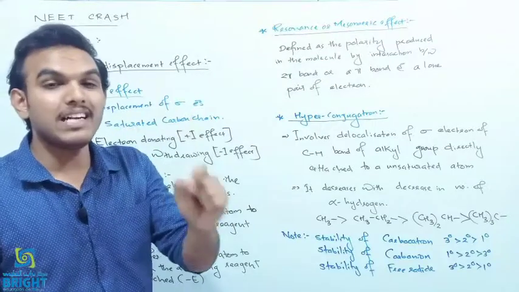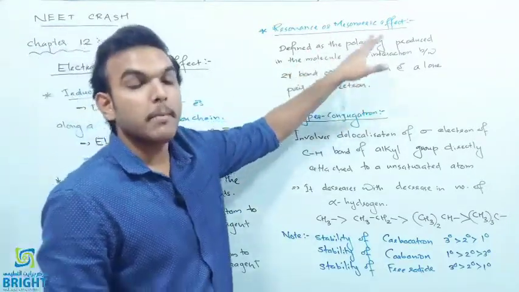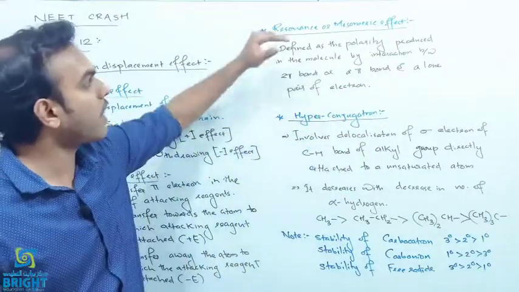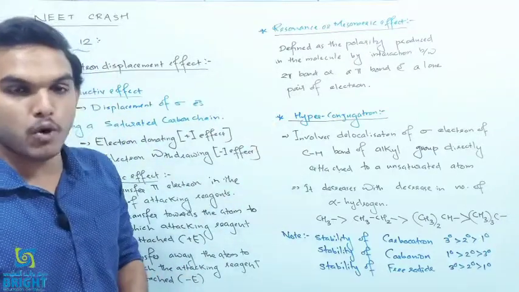It is defined as the polarity produced in the molecule by the interaction of two pi bonds, or a pi bond and a lone pair of electrons, and is known as the resonance effect or mesomeric effect. Then we are discussing hyperconjugation.